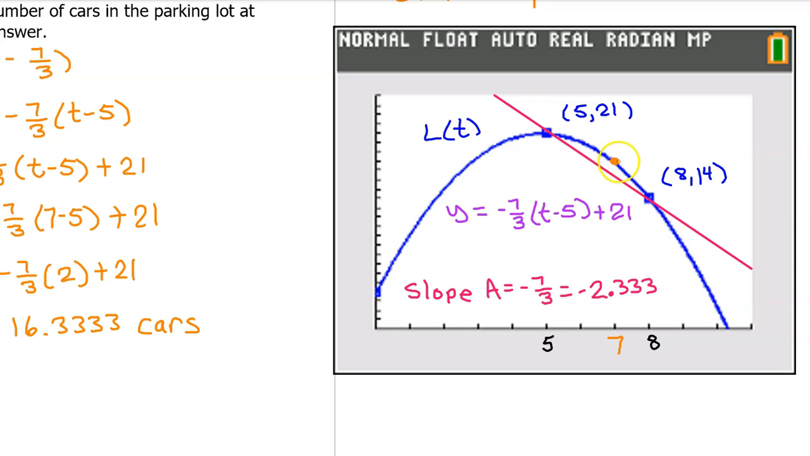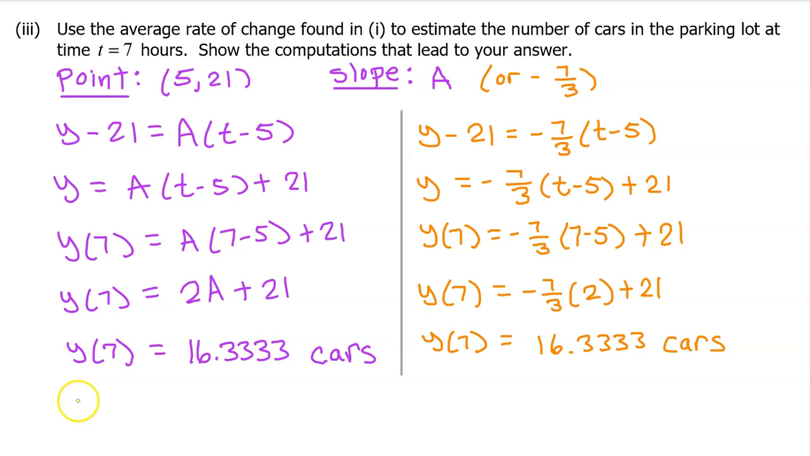This point is the value of L of t at t equals 7. In part 3, we were asked to estimate this value using the equation of the secant line. Our estimate was the value of the secant line at t equals 7, which turned out to be 16.333. Because of the concavity of L of t, we would expect the true value to be a little bit higher than our estimate. Hopefully now you have a better understanding of what we were really doing in part 3.